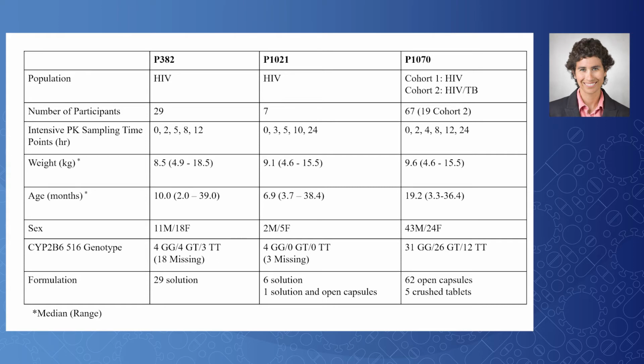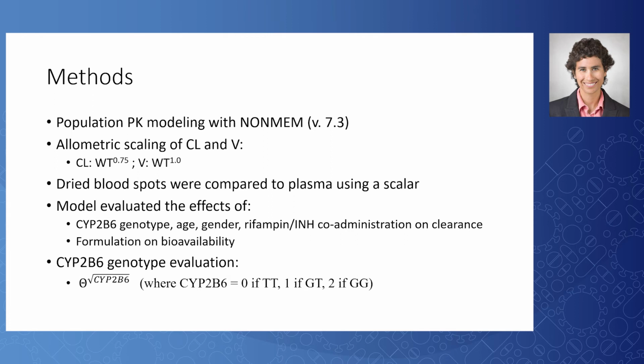Three different formulations were used in the studies. 382 and 1021 were almost exclusively solution formulation, whereas 1070 was predominantly open capsules, but a few patients received crushed tablets. We performed population pharmacokinetic modeling using nonlinear mixed effects modeling, NONMEM version 7.3. Since this was a pediatric population PK model, we included allometric scaling on clearance and volume of distribution prior to the evaluation of other covariates.